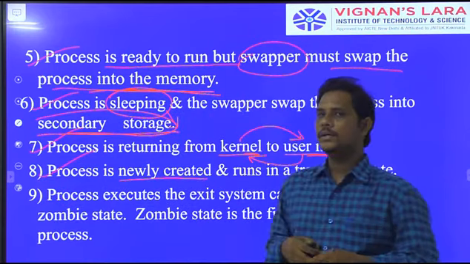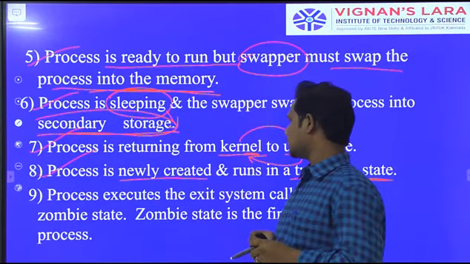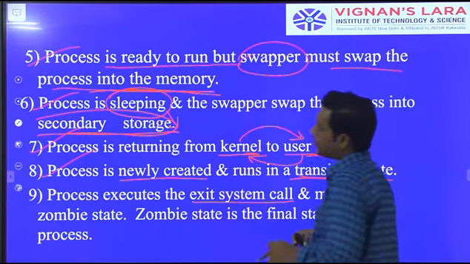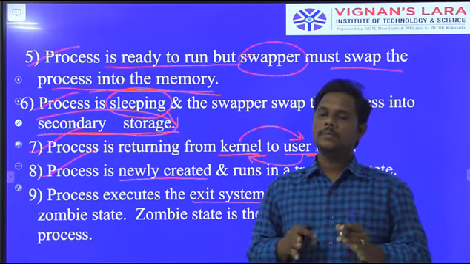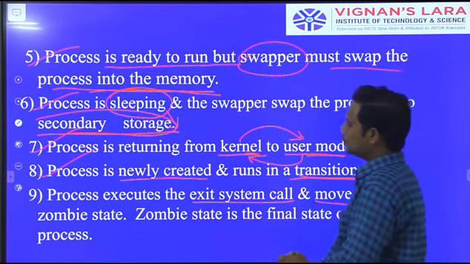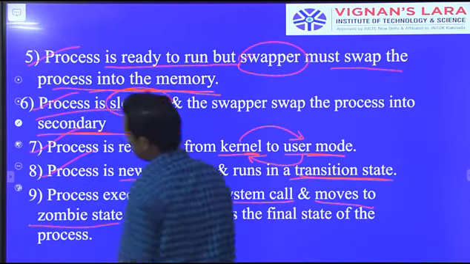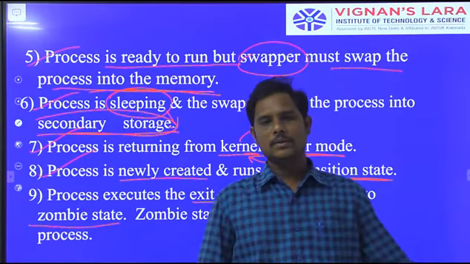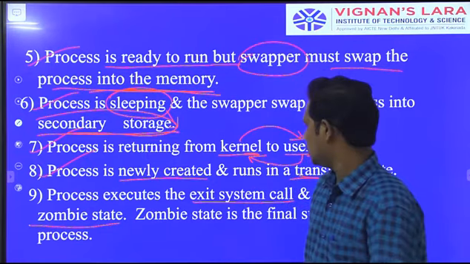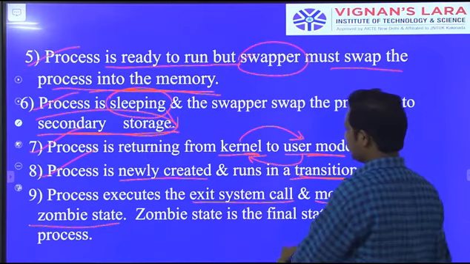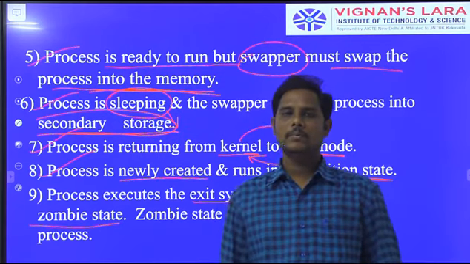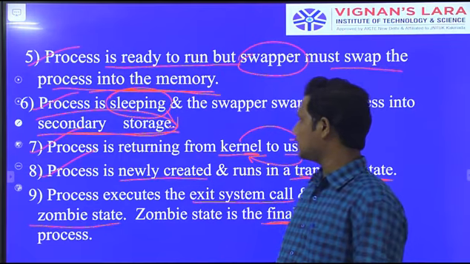The last point, process execution, the exit system call. So whenever the process is executed, automatically the exit system call happens and it moves to the zombie state. So after completion of the process, we have to move to the zombie state. Okay. So the zombie state is the final state of the process. These things are very, very important.